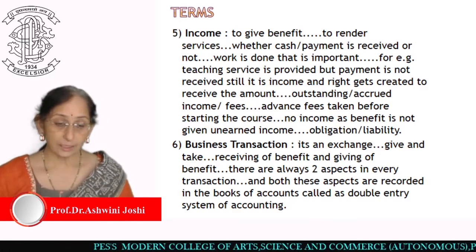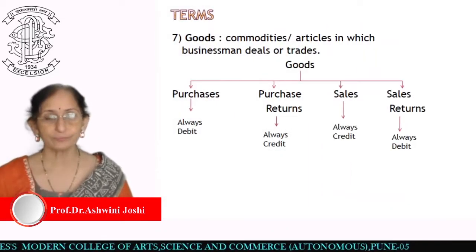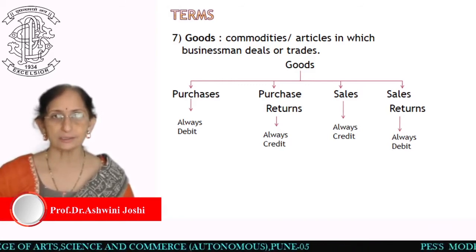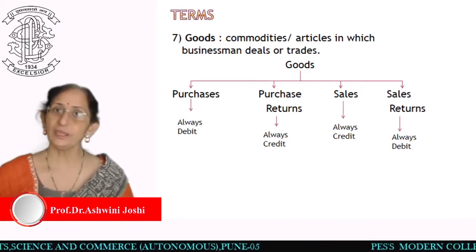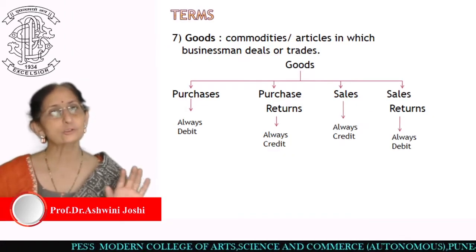Okay. Then the next, seventh, goods. Now, goods means what? Goods means the commodity. These are the articles in which the businessman deals, or the trader trades. This is called goods. जिसका वो business कर रहा है, that will become his goods.